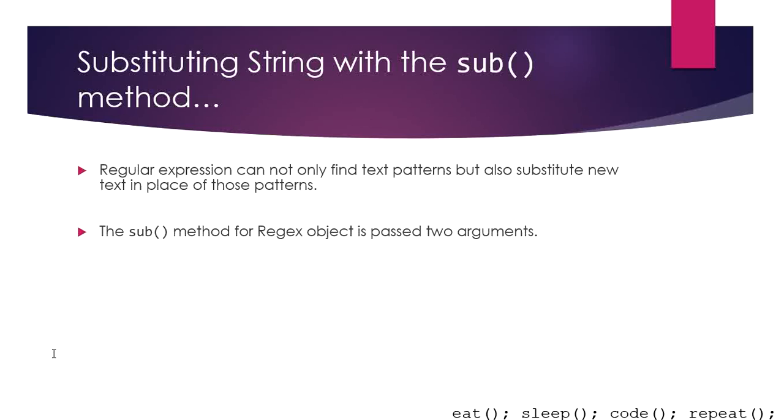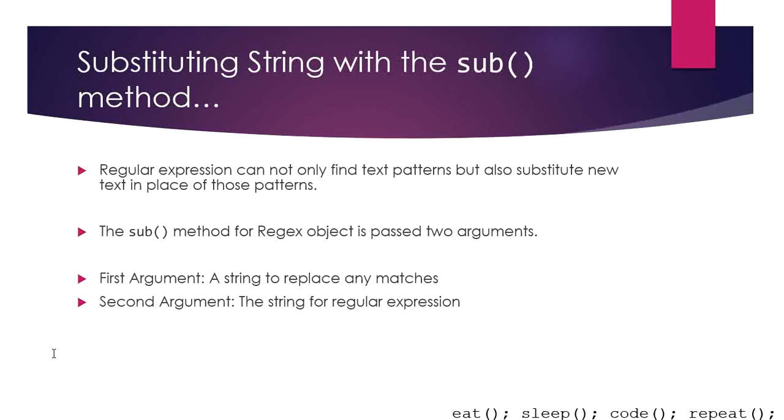Let's take an example. The sub method for a regular expression is passed two arguments. Let's see what they are. The first argument is the string to replace any matches. If we find a match, it is going to get replaced. For example, if it finds agent and its name, we want to replace all of that with a censored message.